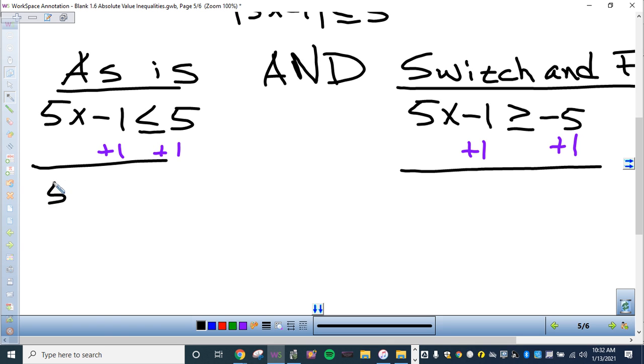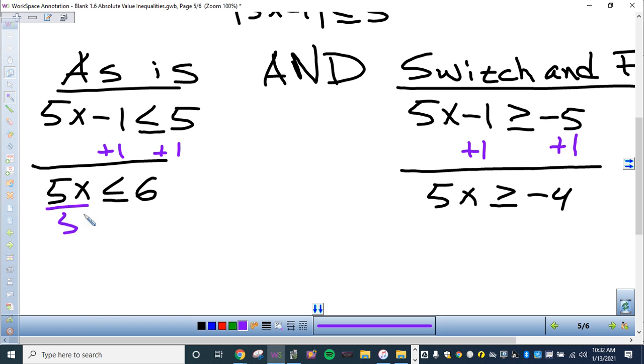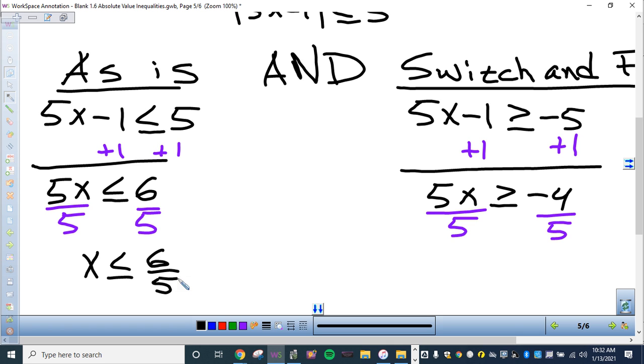Okay, so we got 5x less than or equal to 6. Then over here we got 5x greater than or equal to negative 4. Both equations, both sides, divide by 5. On the left equation, we get x is less than or equal to 6 over 5. And on the right equation, we get x is greater than or equal to negative 4/5.